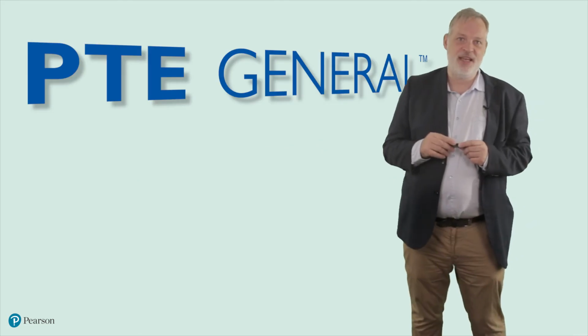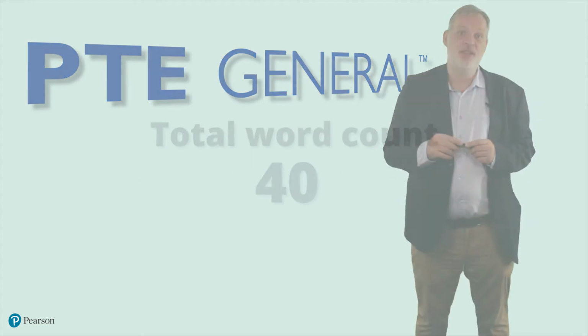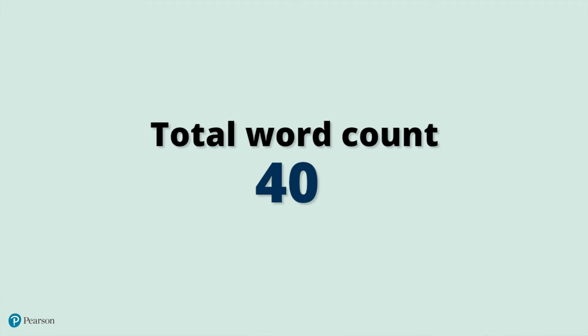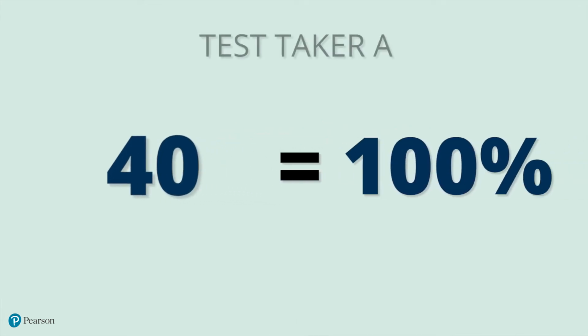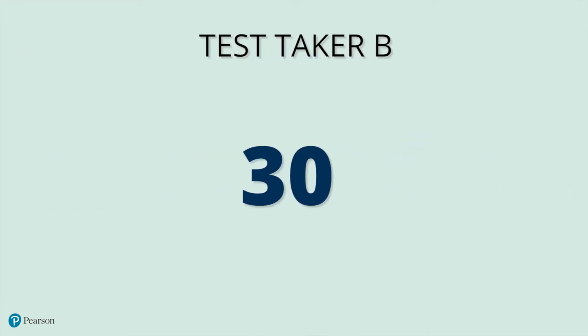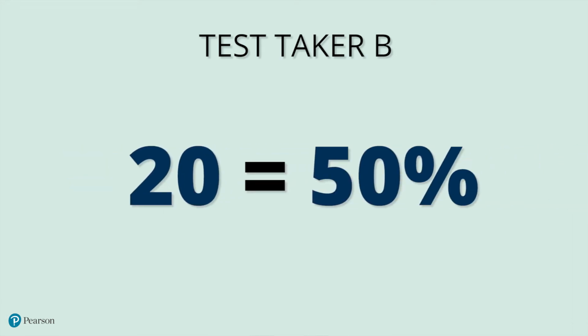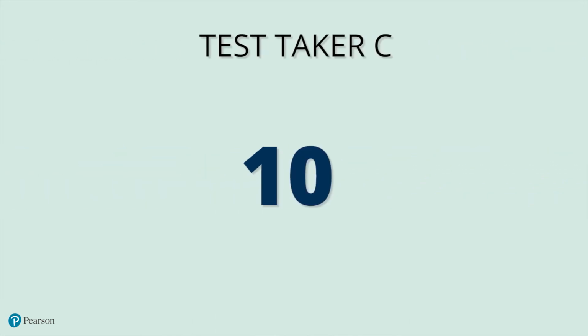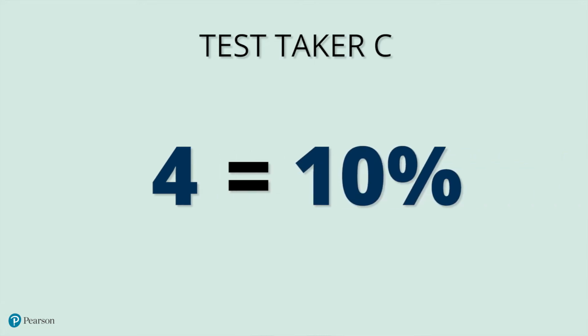Let's take the same dictation and the same test takers. You remember that the total word count is 40. Test taker A wrote 40 correct words and all of them were spelled correctly. Their result is 100%. Test taker B wrote 30 correct words, but only 20 were spelled correctly. So 50%, 20 out of 40, of the total word count was spelled correctly. Test taker B's result is 50%. Test taker C wrote 10 correct words, but only 4 were spelled correctly. So 10%, 4 out of 40, of the total word count were spelled correctly. Test taker C's result is 10%.